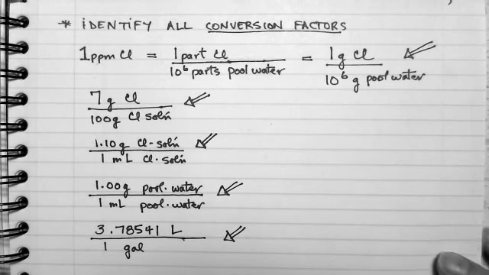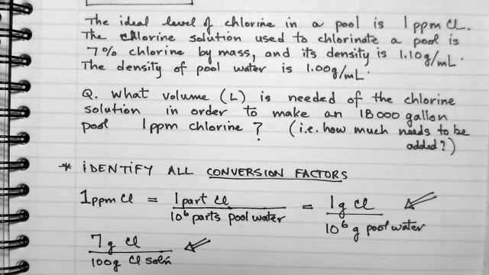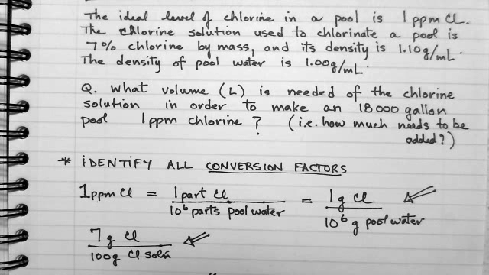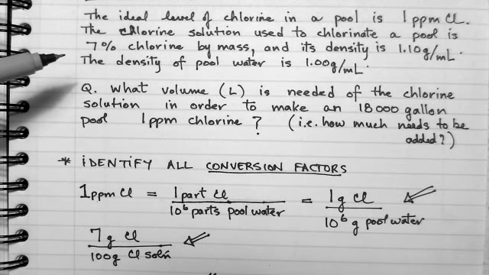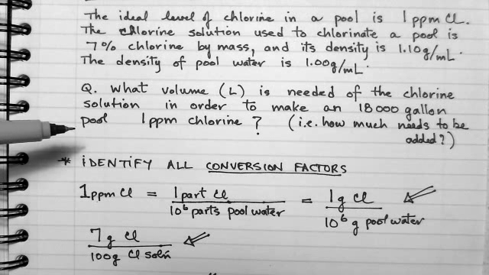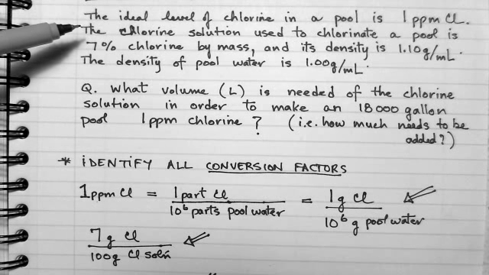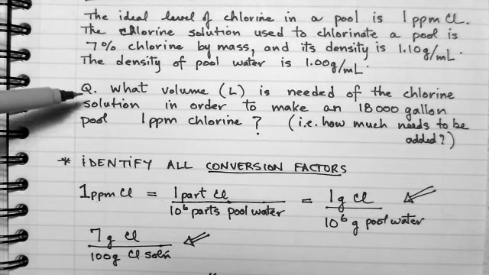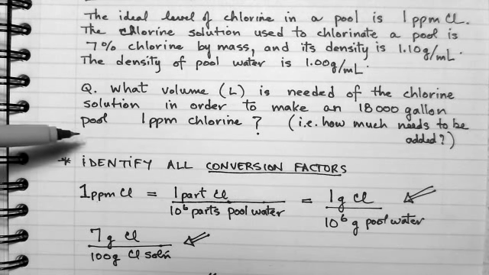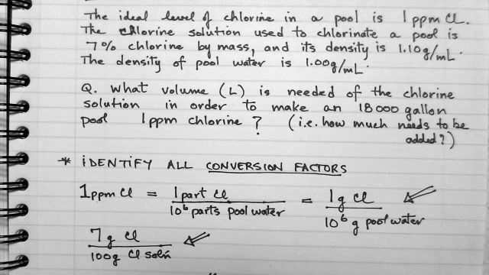Now, going back to the question for a second, let's just sketch out our conversion pathway. Where do we start? You've probably gotten the idea by now that we don't start our calculations with a conversion factor. We start with a single item. And so reading through the question again, right here, what volume is needed in order to make it 1 ppm? To make what 1 ppm? 18,000 gallons of pool water.